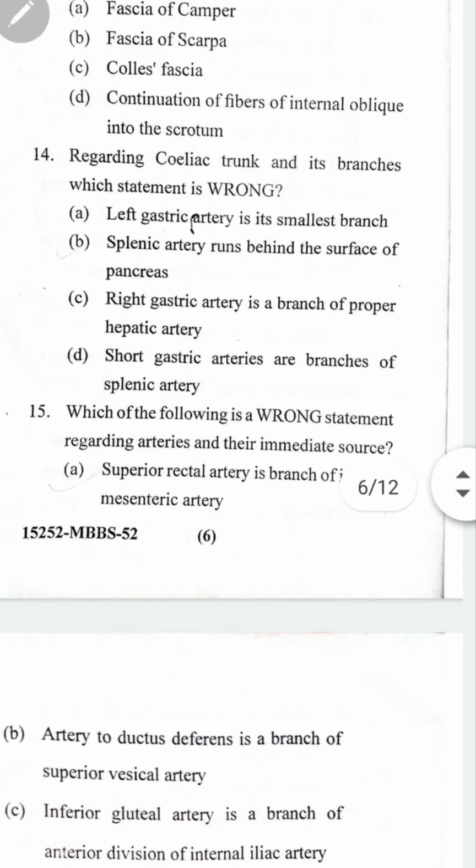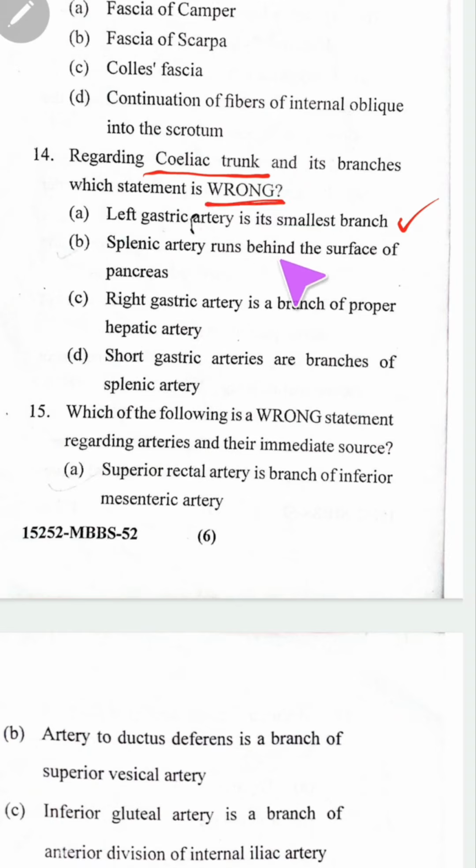Question number 14 regarding the celiac trunk and its branches. This I think I have taught you some time back. Similar question regarding branches of the celiac trunk. So remember, now we're talking about the celiac trunk, right? The celiac trunk at the T12-L1 junction is an anterior midline branch from the abdominal aorta. So left gastric artery is its smallest branch. This is the correct statement, and what they have asked is the wrong statement.